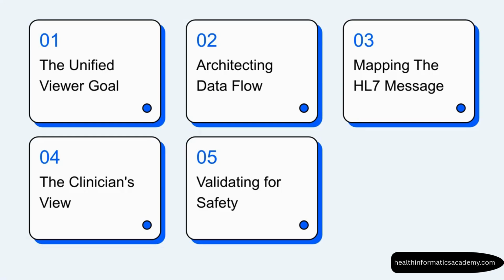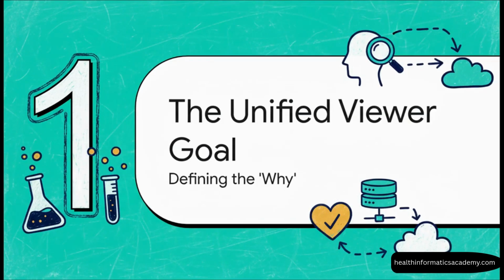So here's our game plan. We're going to walk through this as a 5-stage project. We'll start with the goal, then architect the data flow, map the HL7 message, design the clinician's view, and finally validate the whole thing for accuracy and safety. Okay, let's start with stage 1, the unified viewer goal.